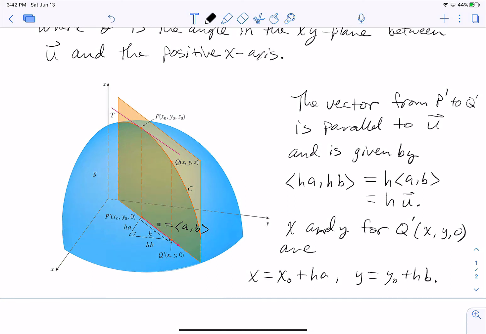One last thing before we write down a definition. The slope of the tangent line to the surface at the point P is the limit as h approaches 0 of delta z divided by h. So as the horizontal distance goes to 0, we get a derivative for z, right? And that can also be expressed as the limit as h approaches 0 of z minus z naught divided by h.